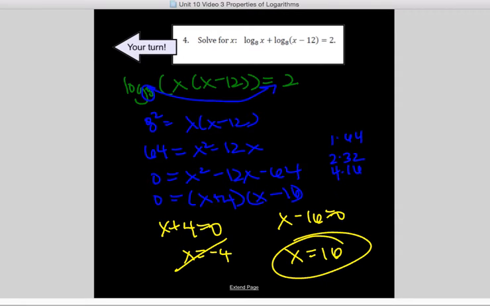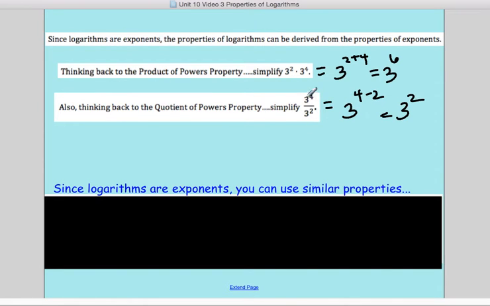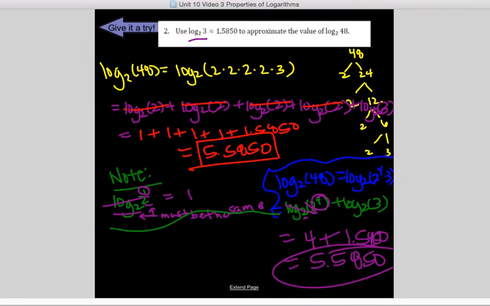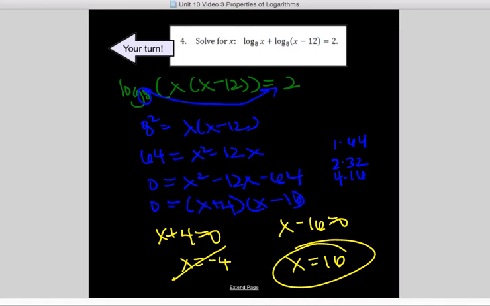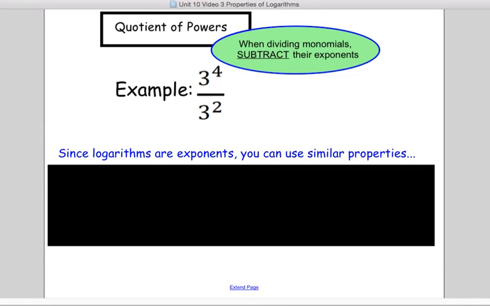Okay, so quotient means division. So just remember with our exponents, when we divide, we actually subtract the exponents. Same thing with logarithms. All right, so when we have division, we subtract. So it'd be 3 to the 4 minus 2, which is 3 squared.